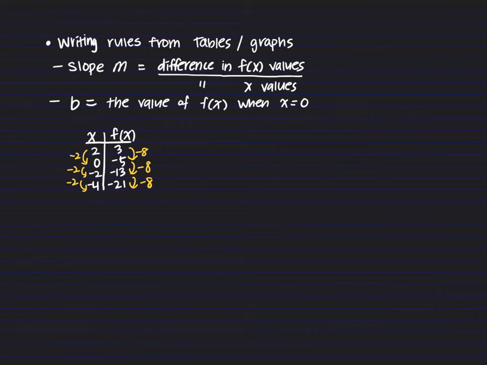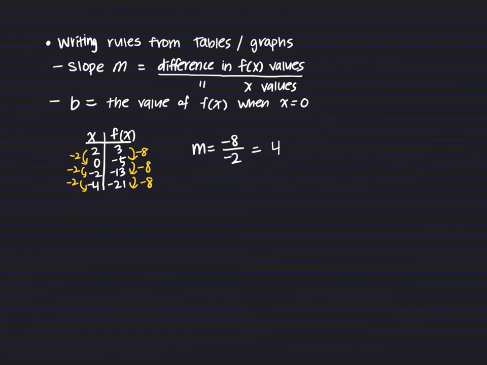So what I'm going to do is for slope m, I put m equals the difference of the f of x values. So I'm going to put -8 on the top, and then the difference between the x values, which are going to be -2s consistently. So I have -8 over -2, which is going to give me a +4 as my answer.